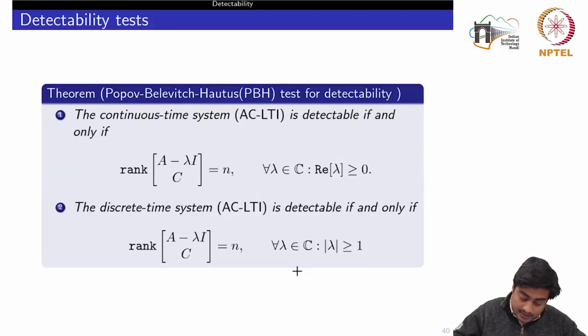So for the PBH test, the rank conditions would remain the same. The only difference is in where we are taking the real part of the eigenvalues. There we had for all lambdas belonging to the complex set of numbers, but here we would consider only those lambdas which have real part greater than or equal to 0. Similarly, the magnitude of this lambda, which is an eigenvalue, greater than or equal to 1. This is just a simplification of the eigenvector test, okay, which is labeled as the PBH test.